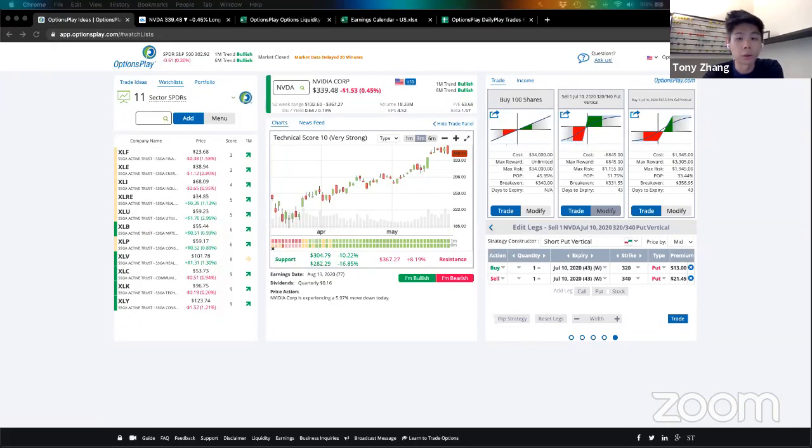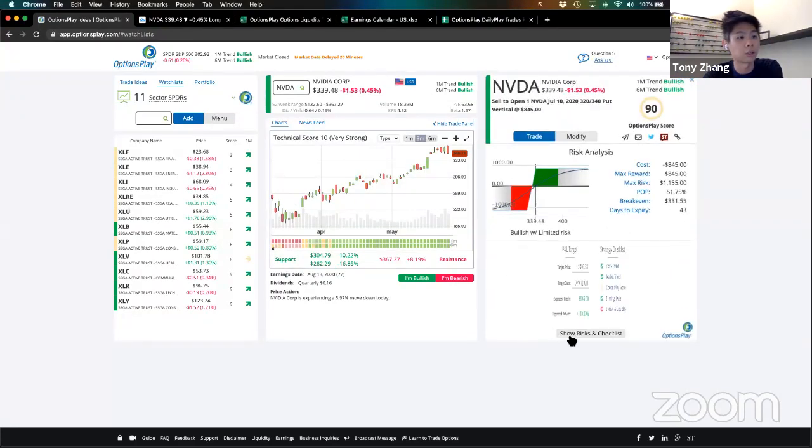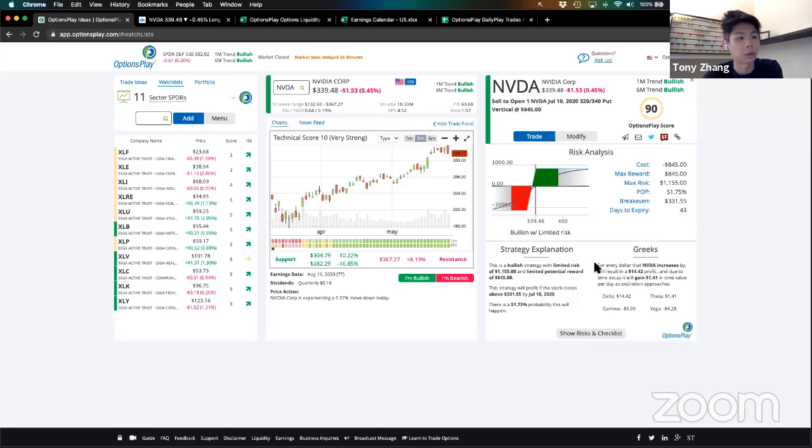Mohammed is asking a question, where to find Delta? So you can find Delta on any of our platforms by clicking on the blue button here on any strategy, and you can click on explain strategy and Greeks. We actually calculate for you the net delta also on a spread as well. So if you're thinking about a spread, you can calculate delta here.